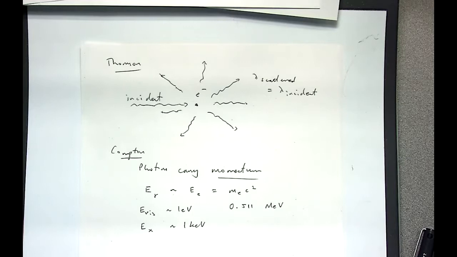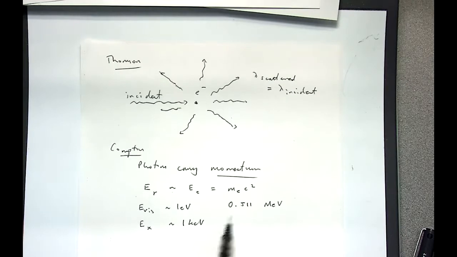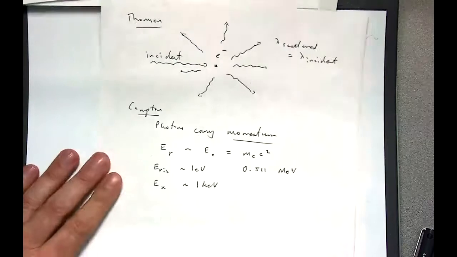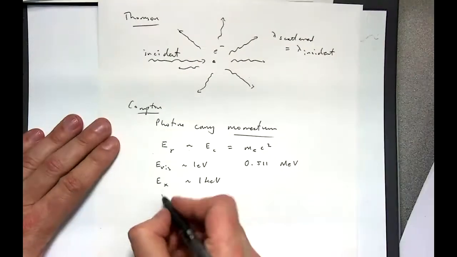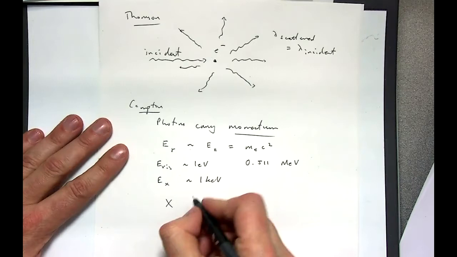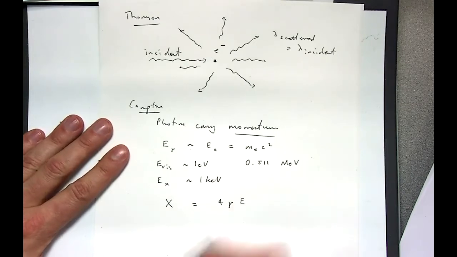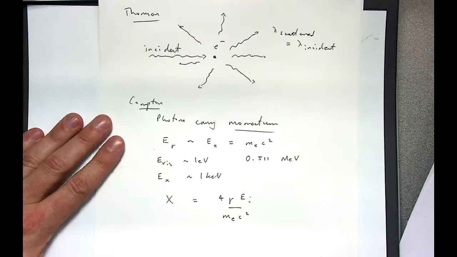So the key figure of merit must be the amount of energy or amount of momentum that the photon carries compared to the rest energy of the electron. Okay? So we call this the recoil parameter. Let's give it some label x, as is conventionally done, and it's equal to 4 gamma, the incident energy of the photon divided by the rest energy of the electron. Okay?